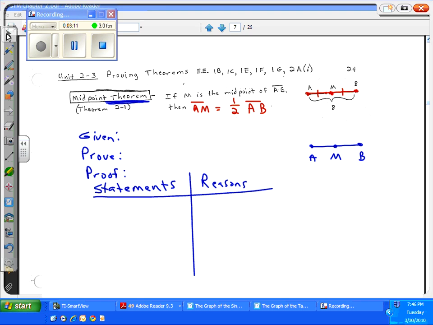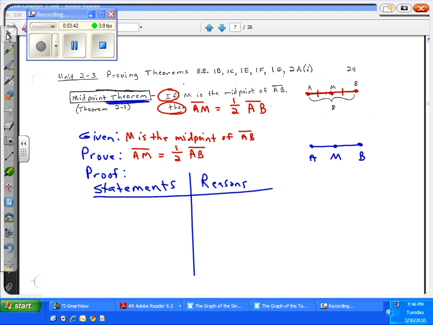So we're going to write the given. Remember, the if part is the given. So given that M is the midpoint of segment AB, let's prove the conclusion, that segment AM, its length, is 1/2 the length of segment AB. Let's prove that.